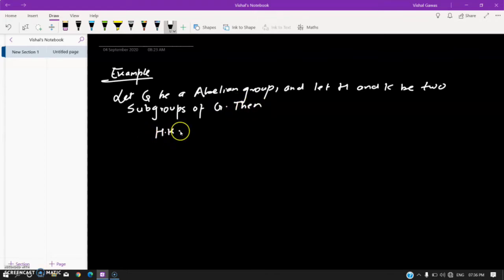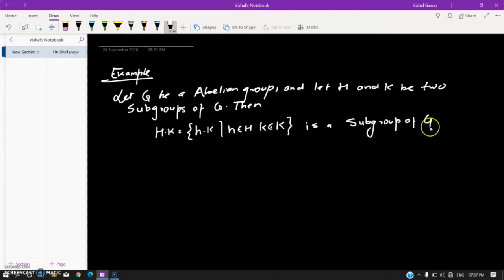HK, this multiplication, the product HK, is defined as h into k, where h is coming from H and k is coming from K. So every element in HK would be represented as an element in H multiplied by an element in K. HK is a subgroup of G.